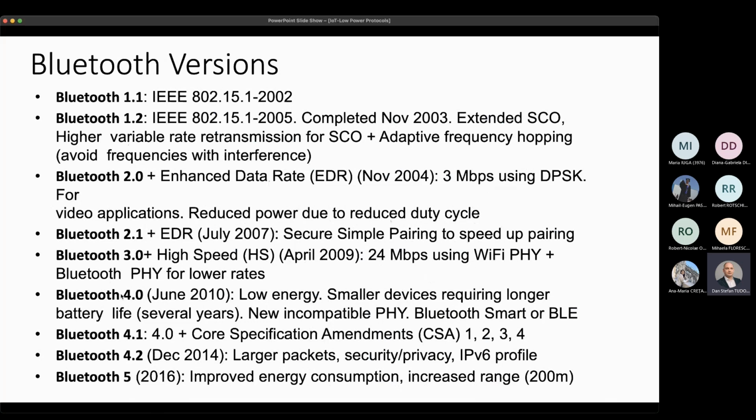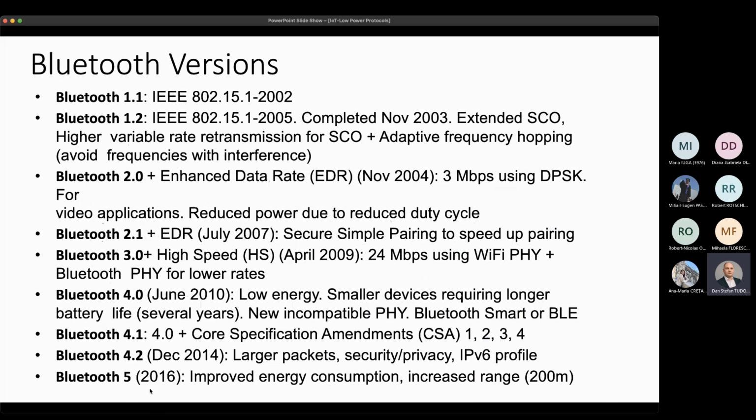Then very important was Bluetooth 4 in 2010. It's a standard for low energy, so very small devices requiring a battery lifetime of months, even years. It's not compatible with the physical layer of the previous Bluetooth versions. So that's why it's called Bluetooth Smart or BLE, Bluetooth Low Energy. And you're probably going to see it like this. Most smartphones use Bluetooth Low Energy today, as well as Bluetooth Classic, so to speak. So the older versions of the Bluetooth protocol are called Bluetooth Classic right now.